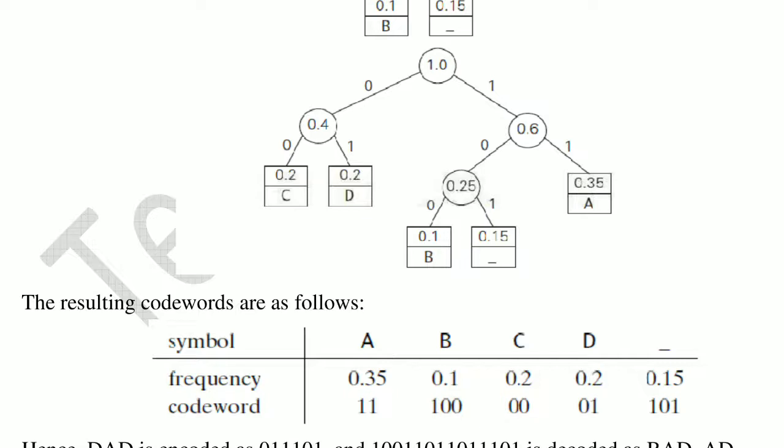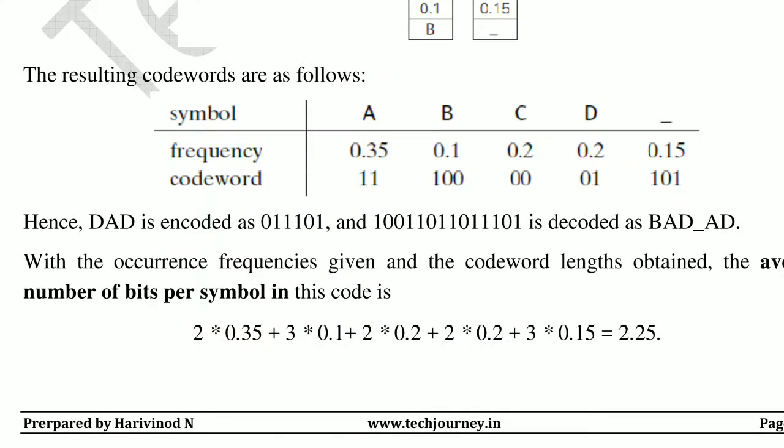Before you find the code, you first have to number the paths of the tree. The left path will always be 0, the right path will be 1. In every parent and child node, the left child is 0 and the right child is 1. C is 0, 0; D is 0, 1; and hyphen is 1, 0, 1. So we have code words for each character.